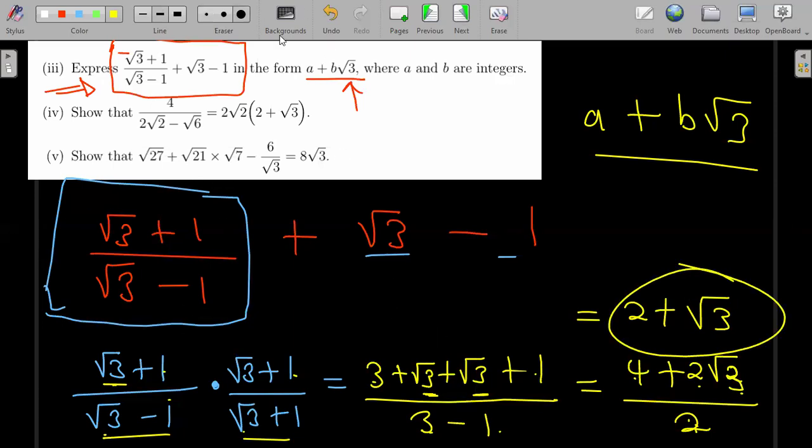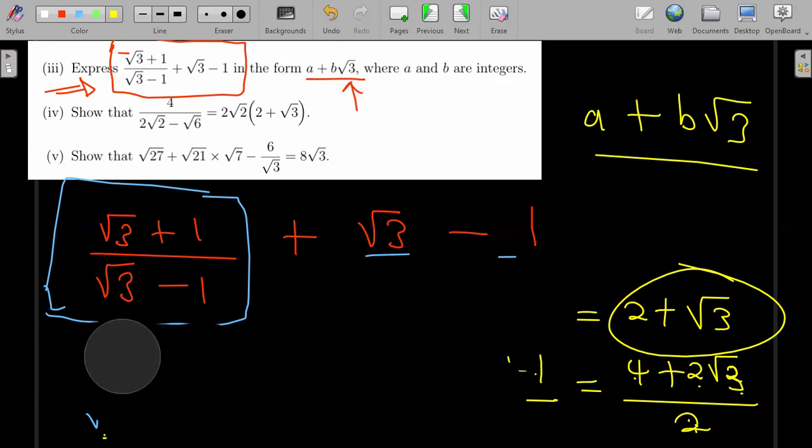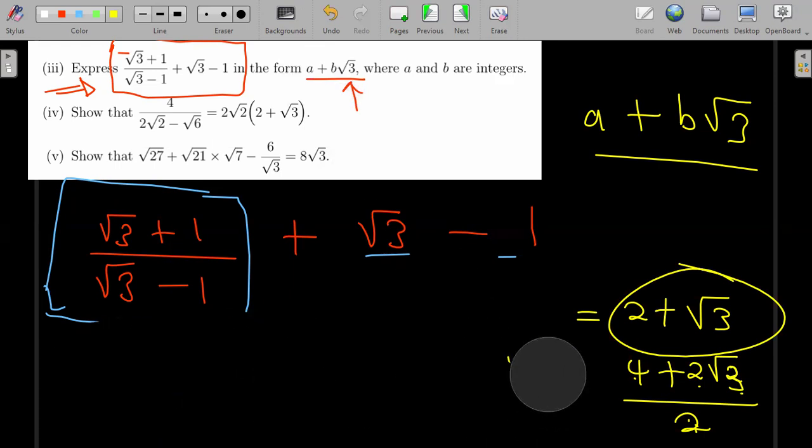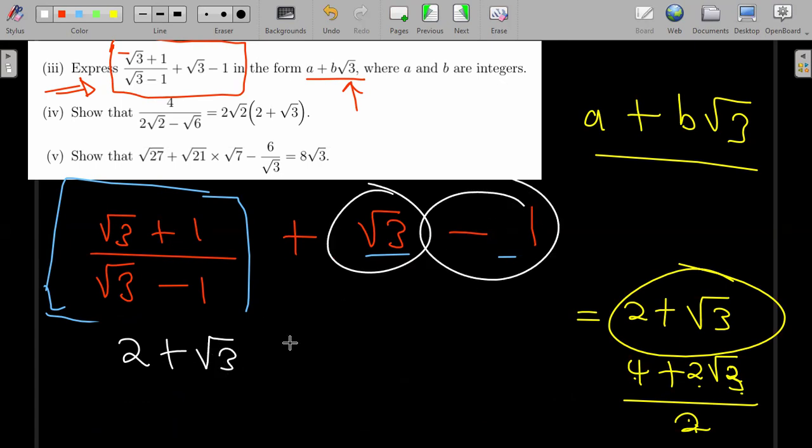Okay, so we can replace it there, and then we see if it's going to simplify to what they told us. Okay, so this whole part here has just become 2 plus root of 3. And then I have now this root of 3 and the minus 1. So I have plus root of 3, then minus 1. Okay, so here it will be 2, minus 1, which will just be 1. And then root of 3 plus root of 3, that will give me plus 2 root of 3.